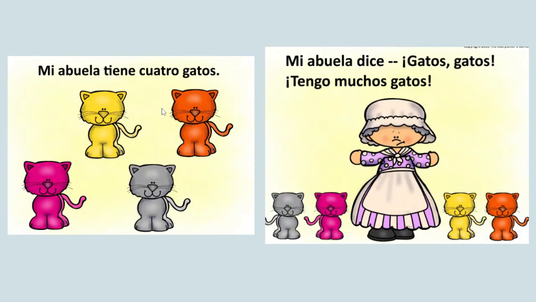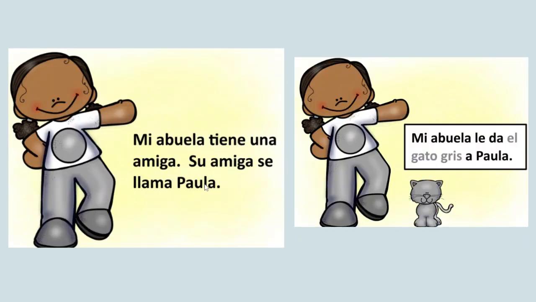Mi abuela tiene 4 gatos. Mi abuela dice, gatos, gatos, tengo muchos gatos. Mi abuela tiene una amiga. Su amiga se llama Paula. Mi abuela le da el gato gris a Paula.